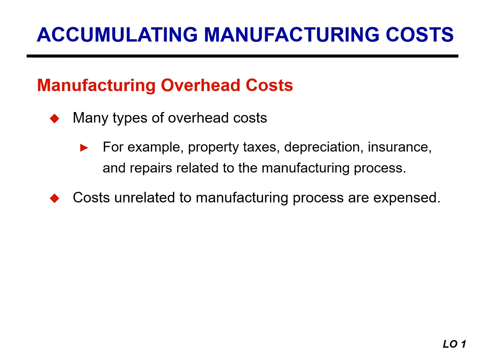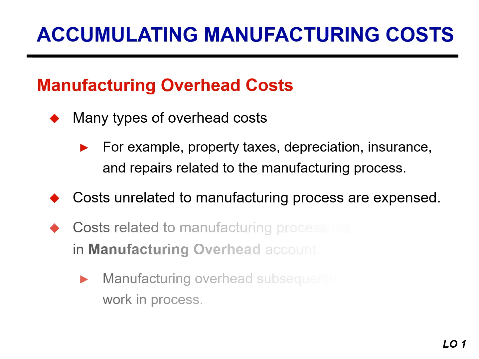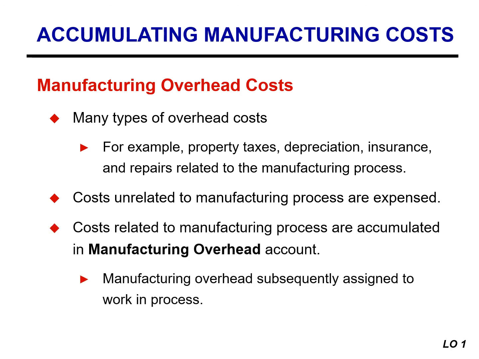A company has many types of overhead costs. If these overhead costs, such as property taxes, depreciation, insurance, and repairs, relate to overhead costs of a non-manufacturing facility, such as an office building, then these costs are expensed as period costs. If the costs relate to the manufacturing process, then these costs are accumulated in manufacturing overhead to ensure they are treated as a product cost.